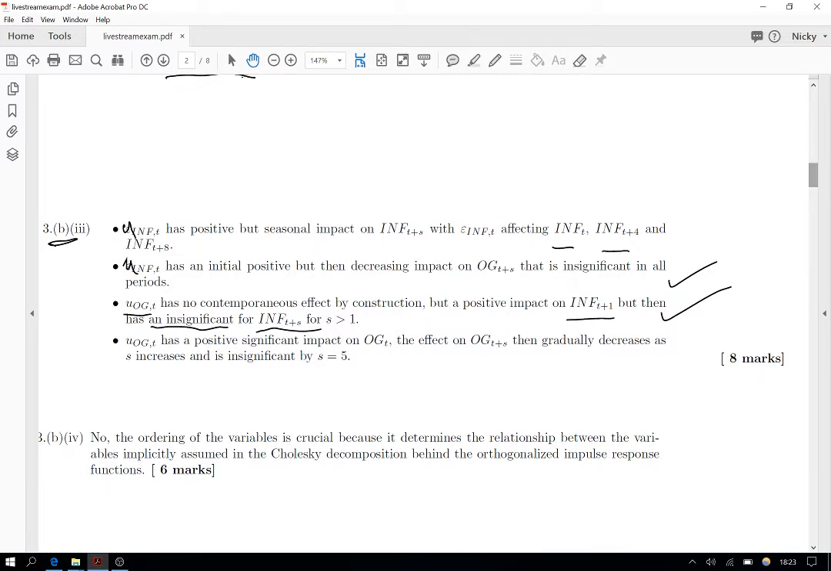Finally, we can see that the shock to the growth rate has a positive significant impact on OG contemporaneously, and then the effect at further lags gradually decreases as time goes ahead, and it becomes insignificant by lag 5. Namely, from lag 5 onwards, we accept the null hypothesis that there's no response of output gap to the shock, 5 periods ahead and onwards. Remember, lag 5 would be 6 in the graph, and the same holds for 7, 8, 9, 10, which correspond to lags 6, 7, 8 and 9. To recap, all we've done is interpret all 4 of the graphs. That's what this question was expecting you to do.